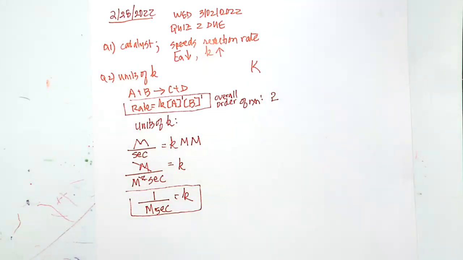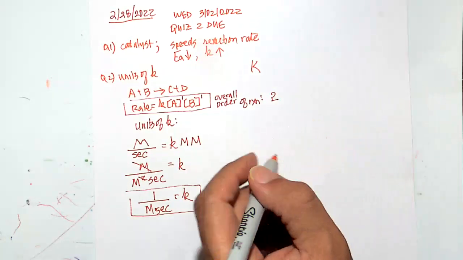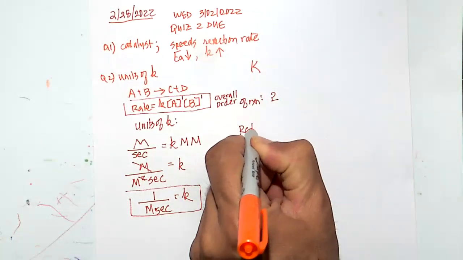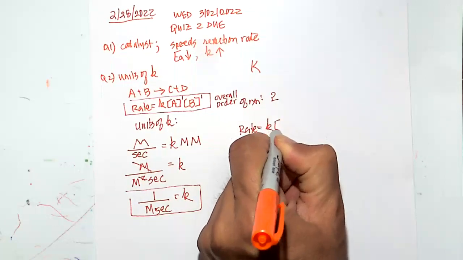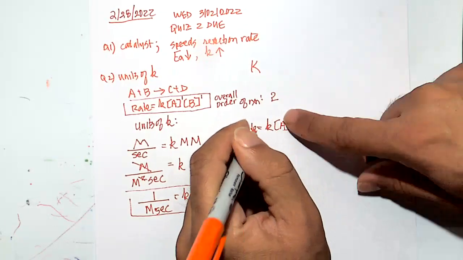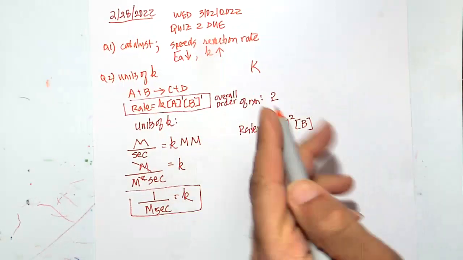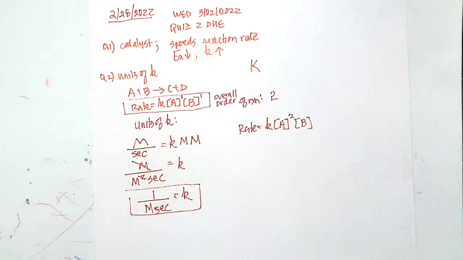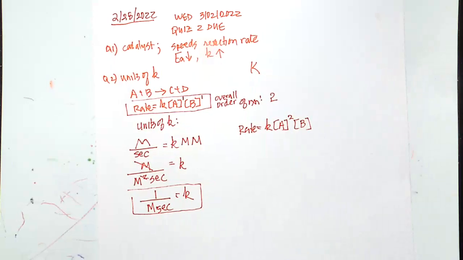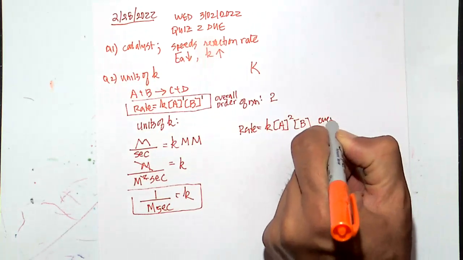So your rate constant is going to vary. What happens if your rate is like this? Rate is equal to K, but I tell you that A decreases with second order kinetics, but B decreases with first order kinetics. What's the overall order of the reaction?